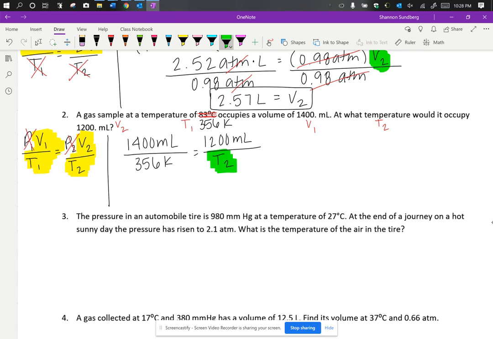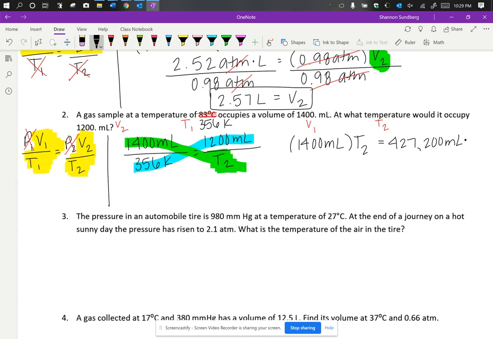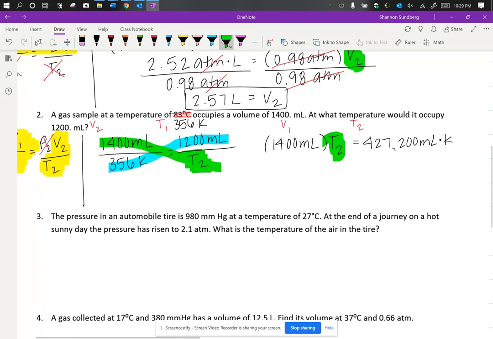So what you're going to cross multiply are these two things and these two things. Okay? Green stuff is going to go on the left. So I'll write it over here. 1,400 milliliters times my T2 equals, and then in my calculator I multiply 1,200 times 356 Kelvin. And when I do that, I'm going to get 427,200 milliliters times Kelvin. And again, I'm going to highlight that T2 to make it very obvious what I'm looking for.